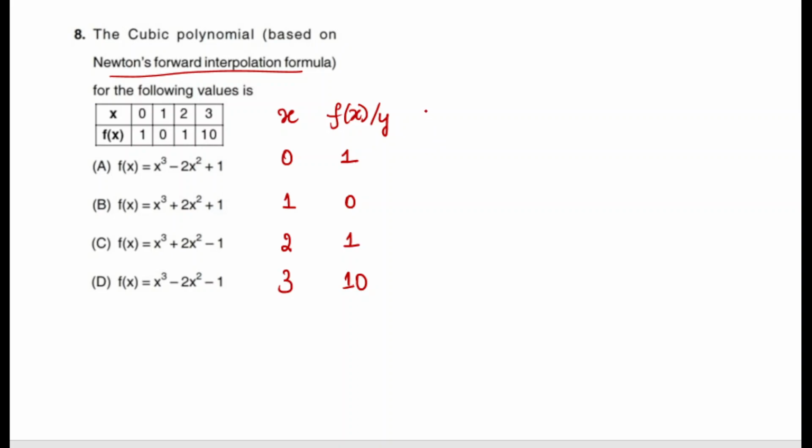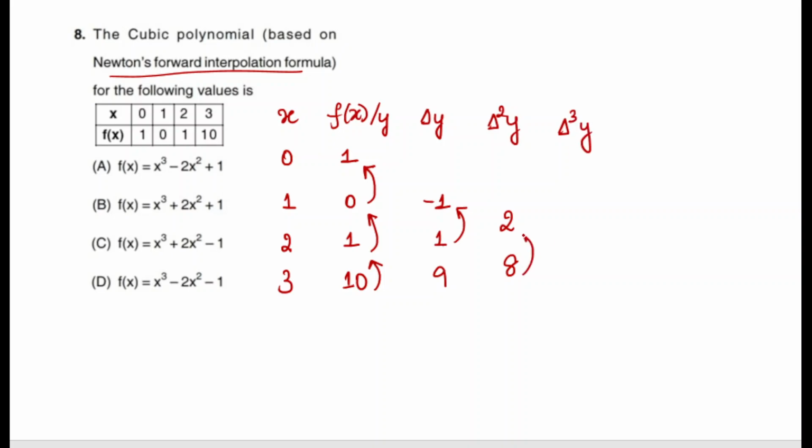Now I need to find delta y. Delta y means the difference of the previous and the present. I'm going to do the difference of these two: 0 minus 1 is minus 1. Difference of these two: 1 minus 0 is 1. Difference of these two: 10 minus 1 is 9. Now delta square y, again the difference of these two: 1 minus of minus 1 is 2. 9 minus 1 is 8. Next, delta cube y, the difference of these two: 8 minus 2 is 6. Delta 4 we need not find, as we will not get the value.